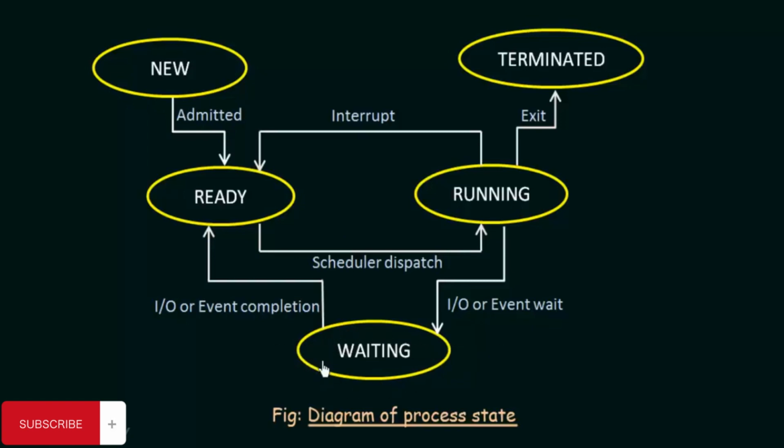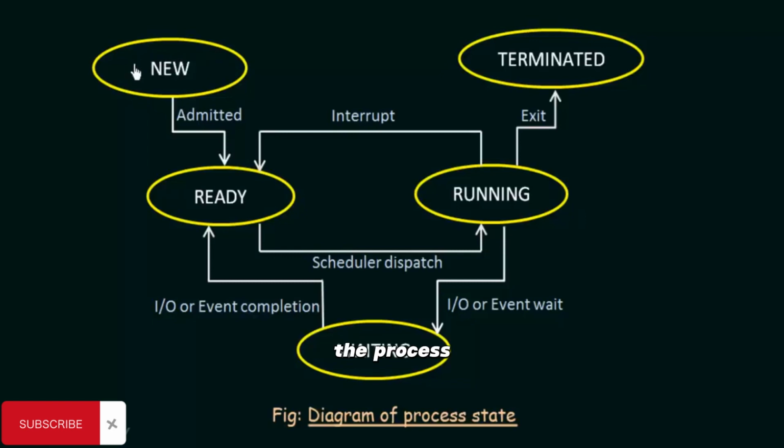And once the input-output operation, or the event that it was waiting for, has been completed, what happens? It goes to the ready state again, so it is ready to be executed again. Then the scheduler dispatch will take it to the running state again. That means it would get a processor to start running again. So those are the states in which a process can be.